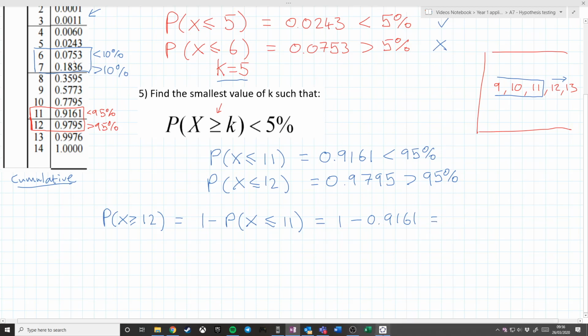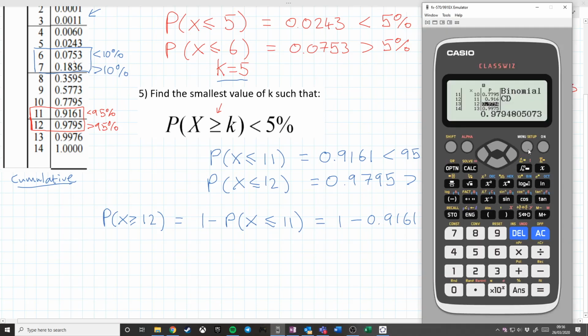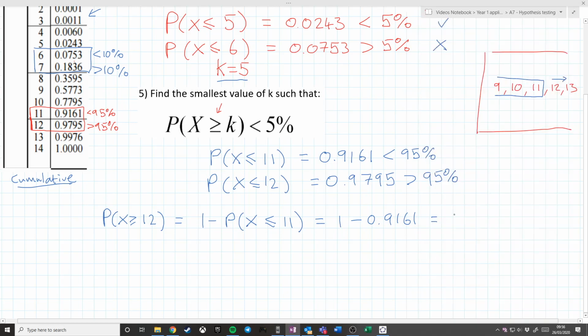And this is equal to, don't ever make a mistake on these, feel free to use your calculator, 1 minus 0.9161, which is equal to 0.0839. 0.0839, which is greater than 5%.